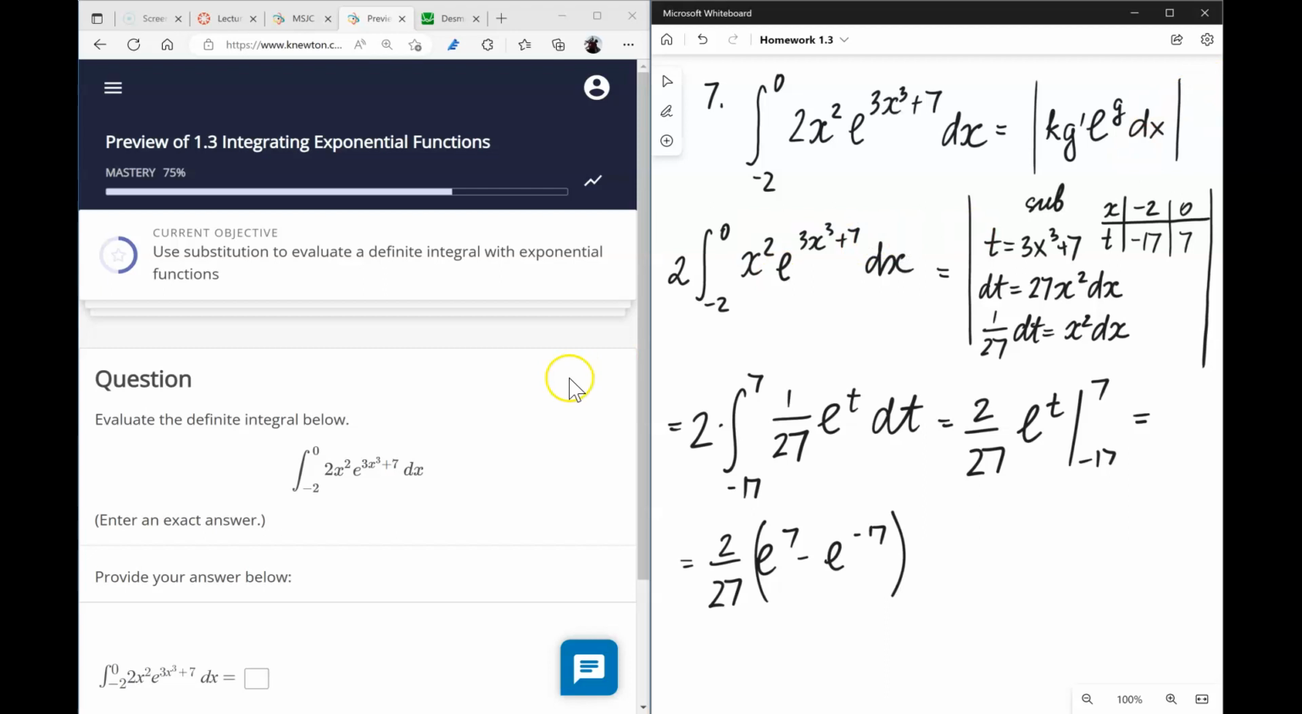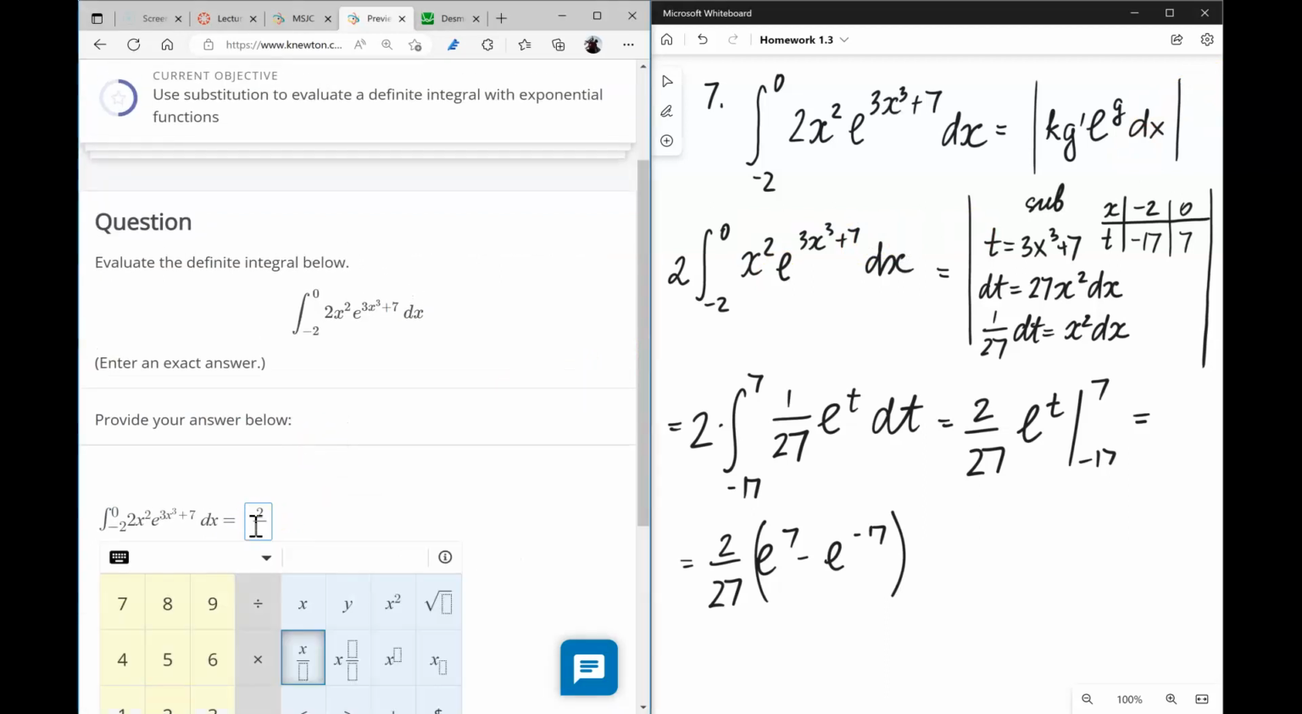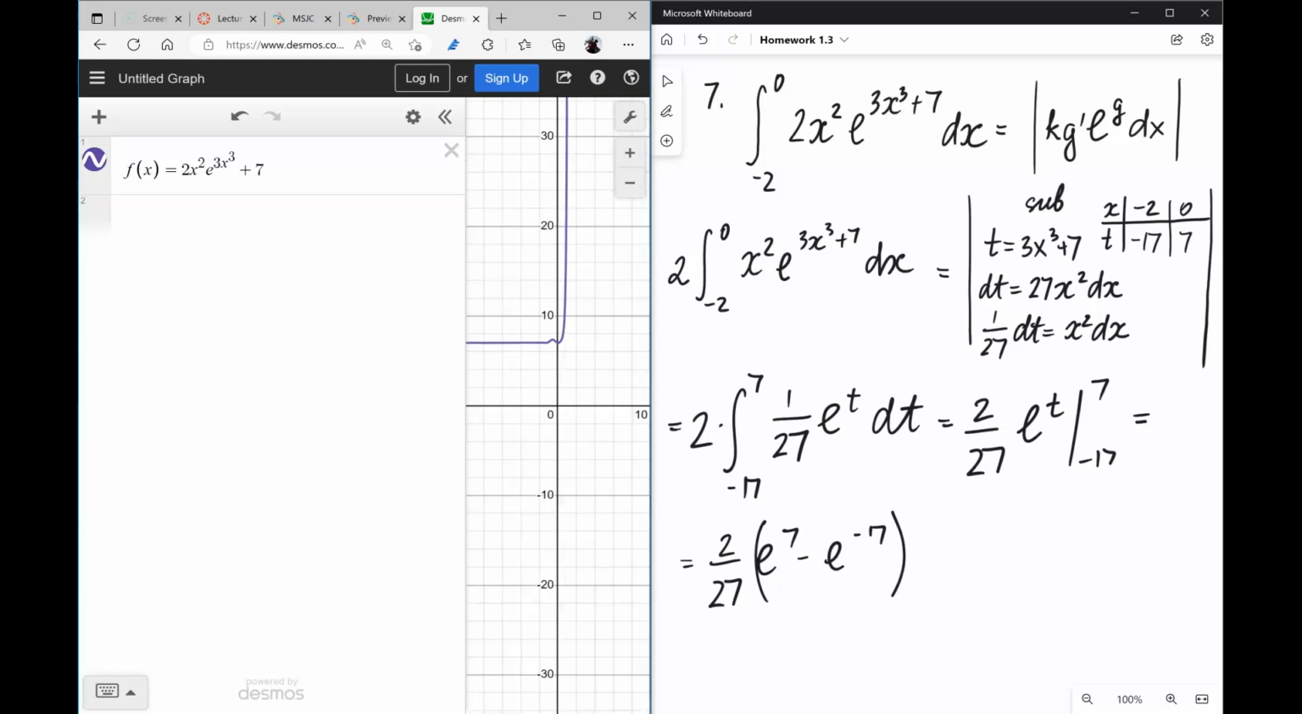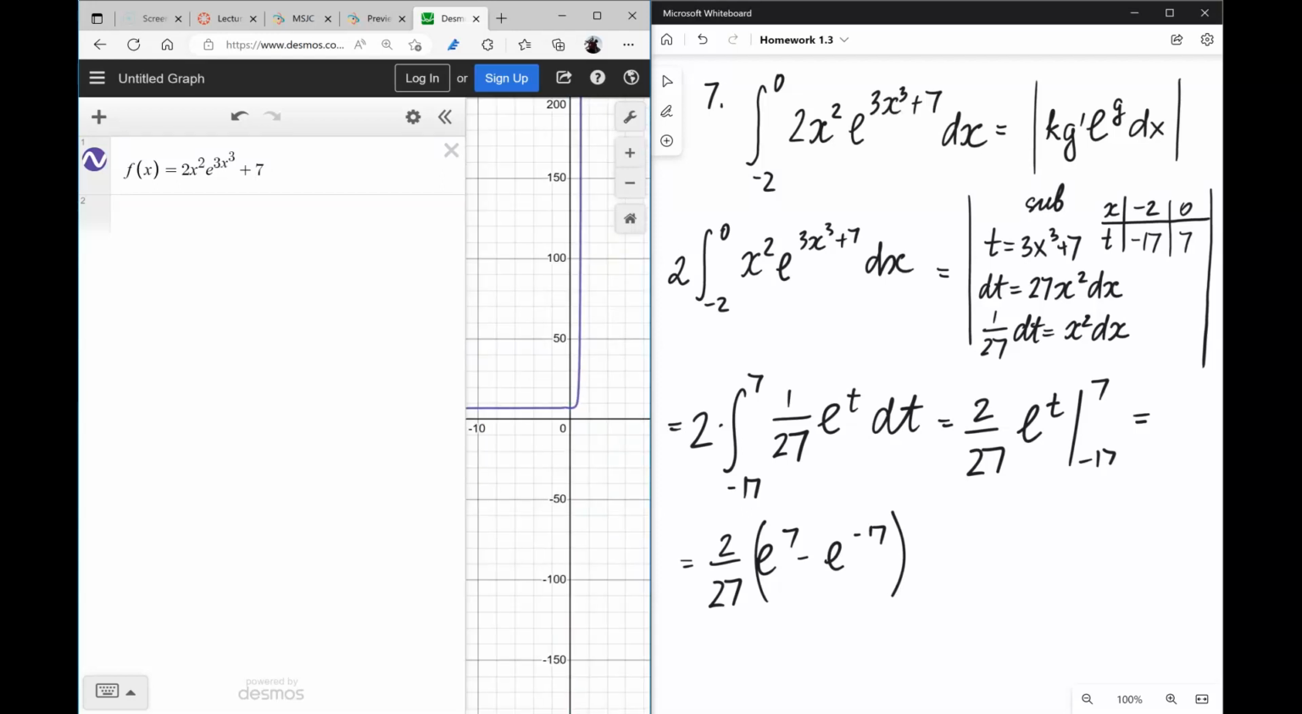And that's the final answer. If you want to check your work in an intelligent way, here's what I would suggest you do. You can type this function. Let's define this function. And here's the function.